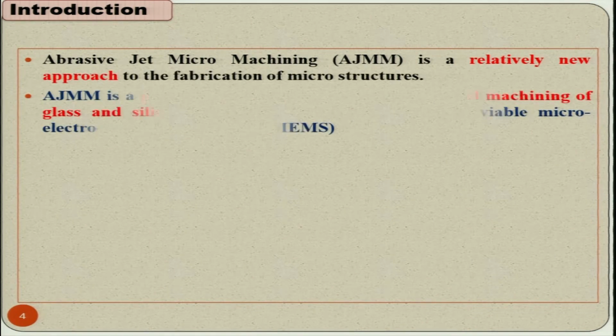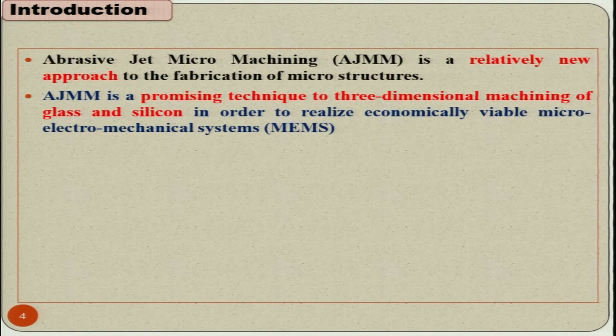Now, abrasive jet micromachining is a relatively new approach to the fabrication of microstructures and creation of micro features in macro and micro structures or devices. Abrasive jet micromachining is a promising technique for three-dimensional machining of glass and silicon in order to realize economically viable micro electromechanical systems, that is known as MEMS.